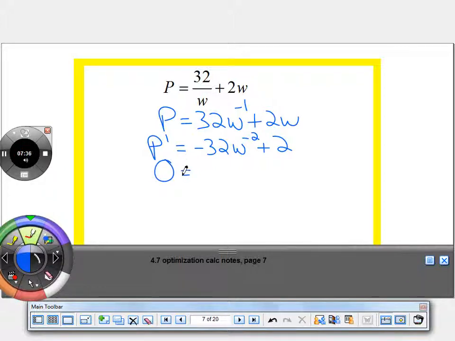So we'd have 0 equals -32 divided by W squared on the bottom, plus 2, and then isolate the W squared, so maybe subtract 2, however you want to do this, obviously.